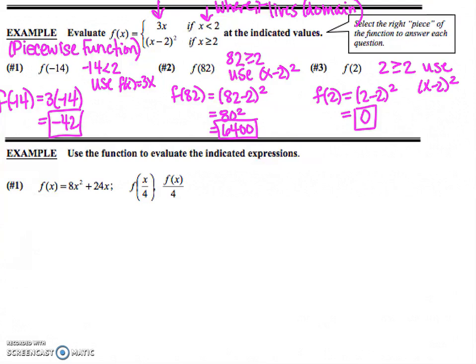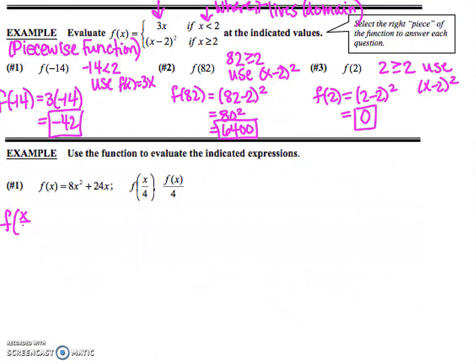In the next set of examples, it says use the function to evaluate the given expressions. So we have f of x. They're asking us to do f of x over 4 and f of x divided by 4. Please note that these are not the same.